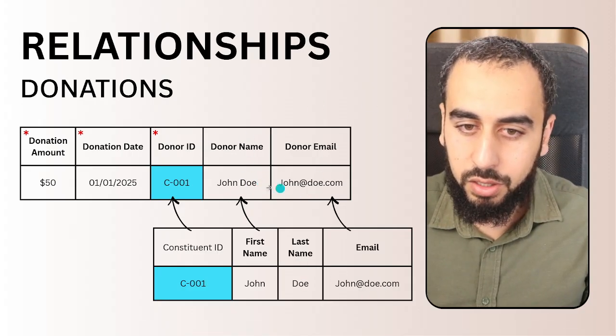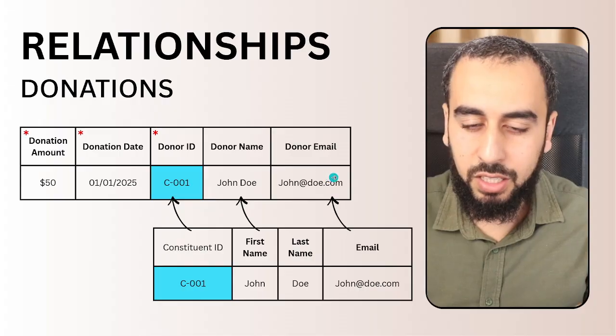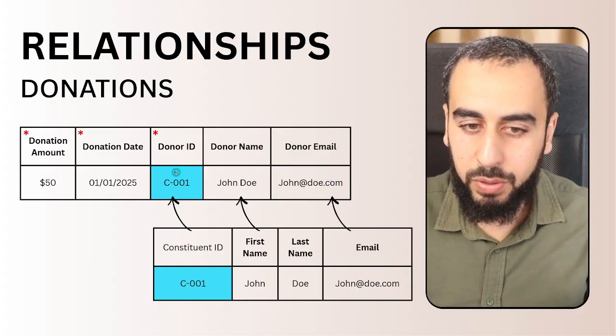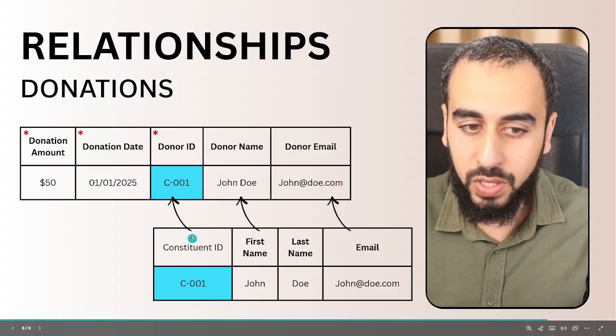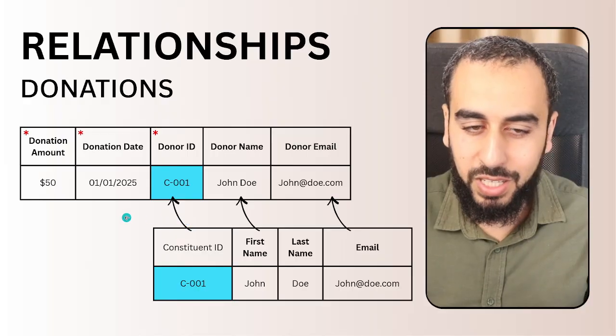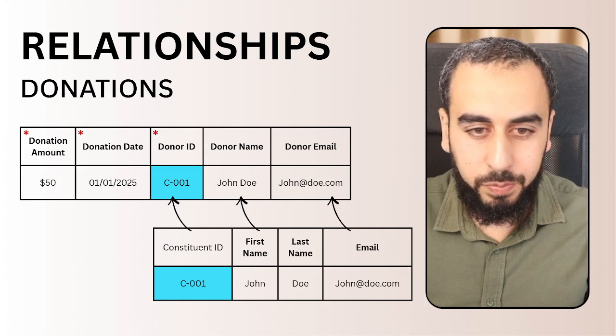This is not necessary. You don't have to do that. It just helps with readability and makes it easier to know who that person is without having to navigate back and forth between two sheets. So relationships is basically just adding an ID column to the table.